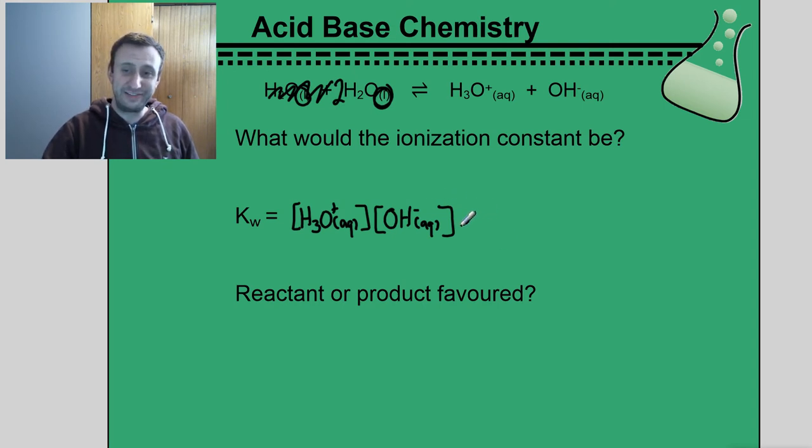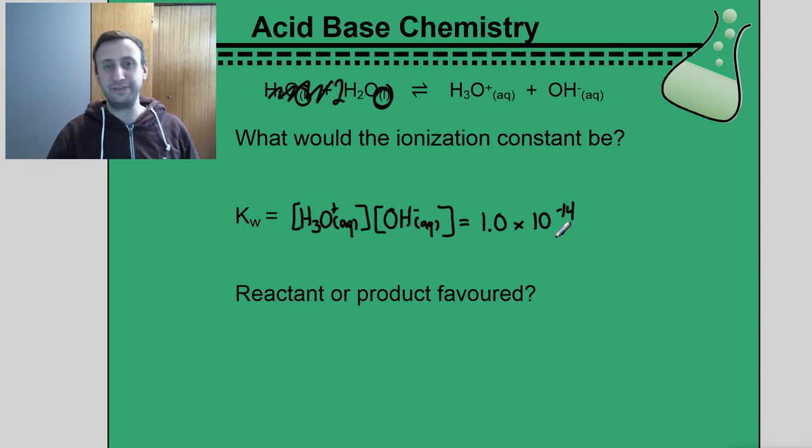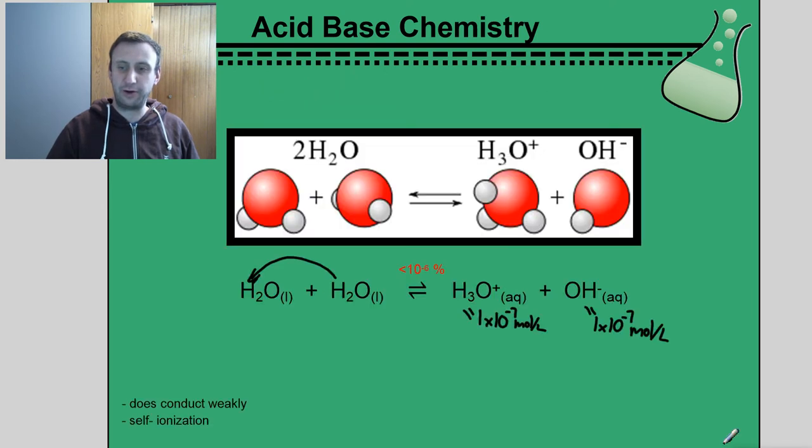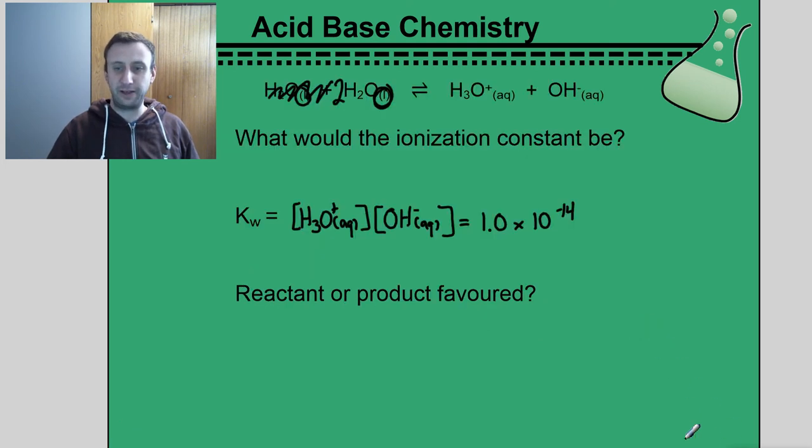So my Kw is equal to hydronium concentration multiplied by hydroxide concentration, and this is equal to 1.0 times 10 to the negative 14. This is the water ionization constant, the Kw value. You have it in your data booklet; you don't have to memorize it. And the reason why is that if we went back to distilled water, we could work that out: 1 times 10 to the negative 7 times 1 times 10 to the negative 7 gives me 1 times 10 to the negative 14.